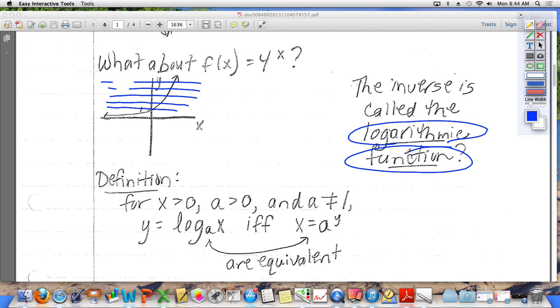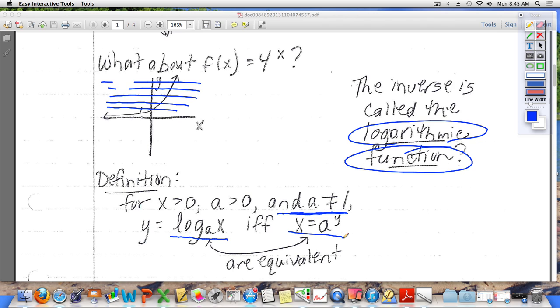All right, definition. For any x value that's greater than 0, and for any a value that is greater than 0, also note that the a value can't be 1. This rule does not apply if the a value is 1. Then, this is where I really need you guys focused here. Y is equal to log base a of x if and only if x is equal to a to the y power. So you guys need to be able to go from logarithmic form over here on the left to exponential form over here on the right.